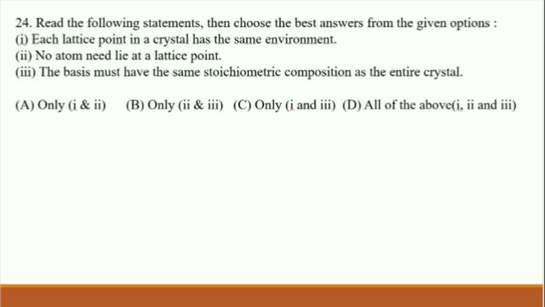Read the following statements, then choose the best answer from the given options. Each lattice point in a crystal has the same environment. No atom need lie at a lattice point. The bases must have the same stoichiometric composition as the entire crystal. We have to find the correct answer. Each lattice point in a crystal has the same environment, that is right. No atom need lie at a lattice point: in a crystal system, an atom does not need to lie at a lattice point. And the bases must have the same stoichiometric composition as the entire crystal. So all of the above statements are correct, and D option is the right answer.